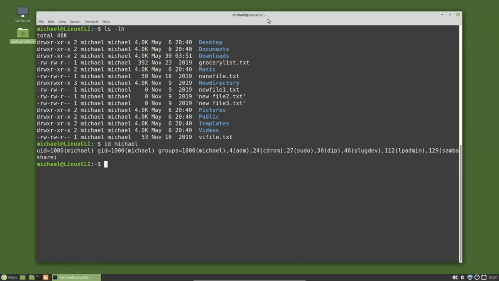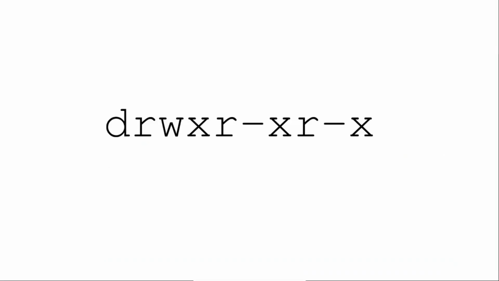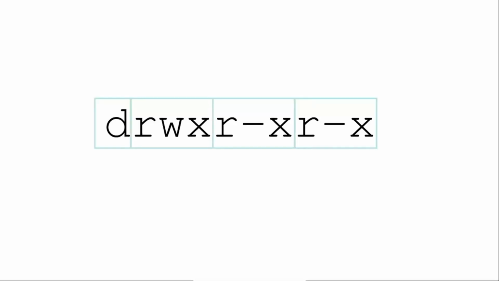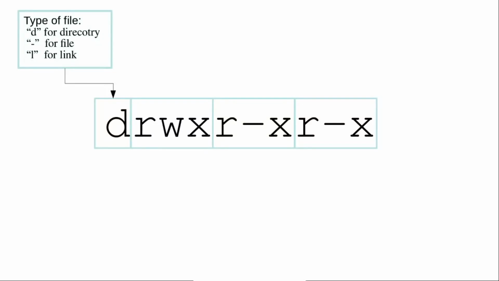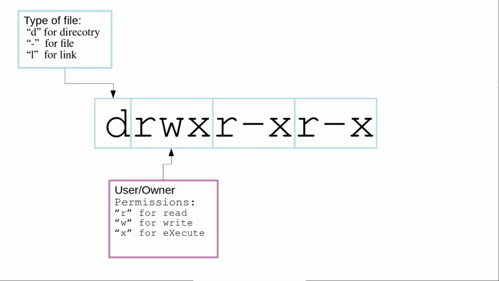Let's look at the permissions for the Documents directory. The permissions column is broken up into 4 sections. The first section we just talked about, and that's the first character that tells us the file type. The next section tells us the permissions of the user owner from column 3. And we see these permissions are r for read, w for write, and x for execute. And they use an x instead of an e for execute. So the user owner has read, write, and execute permissions.